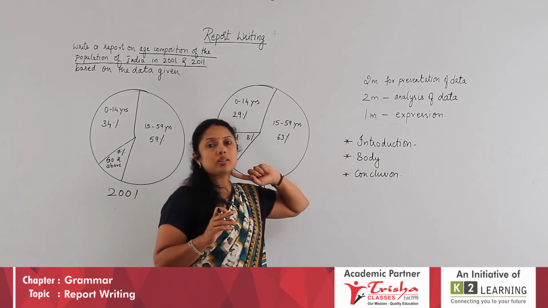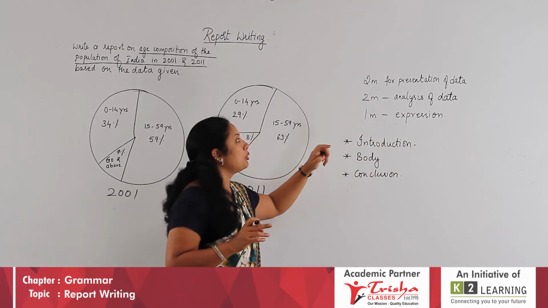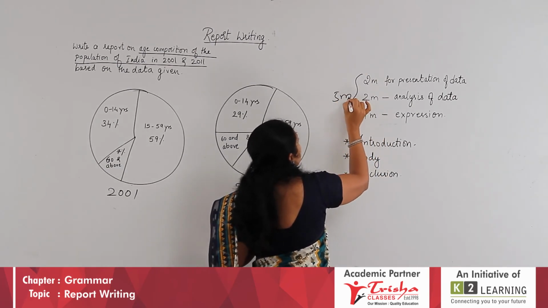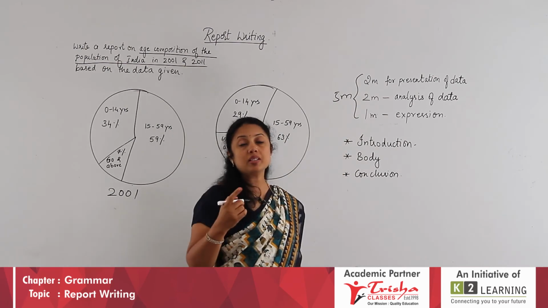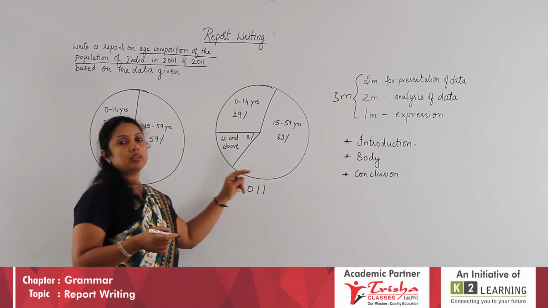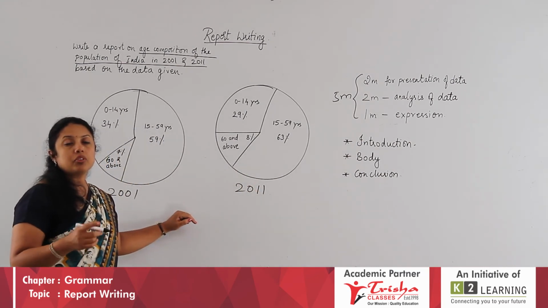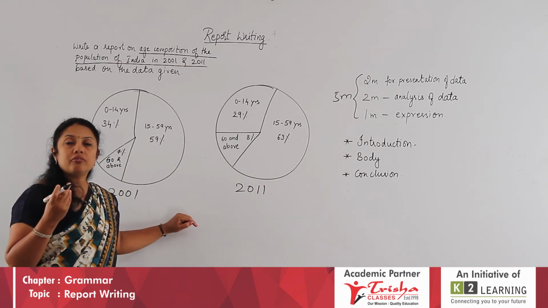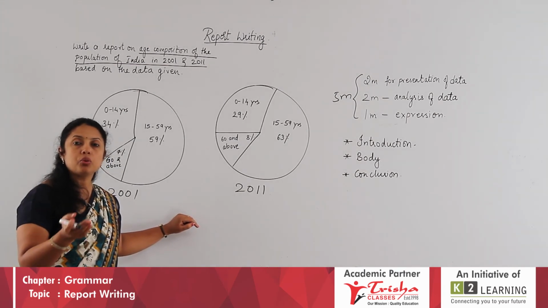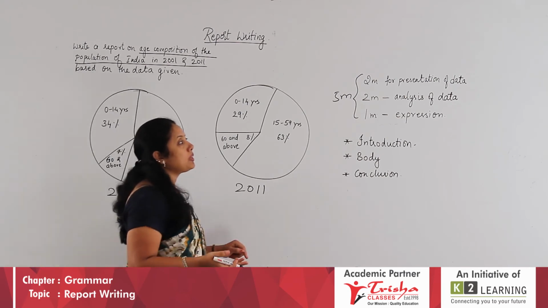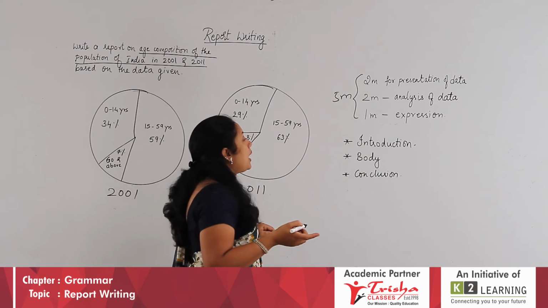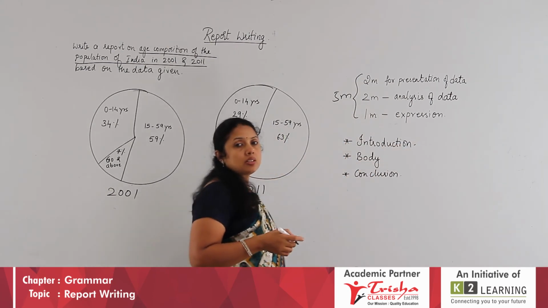Let us now understand how the marks will be distributed. Out of the 5 marks, 2 marks will be given for the presentation of the data, like how you compare between one chart and the other chart, and how you present it without any foul language or grammatical mistakes. That will fetch you 2 marks. And 2 marks for the analysis of the data.